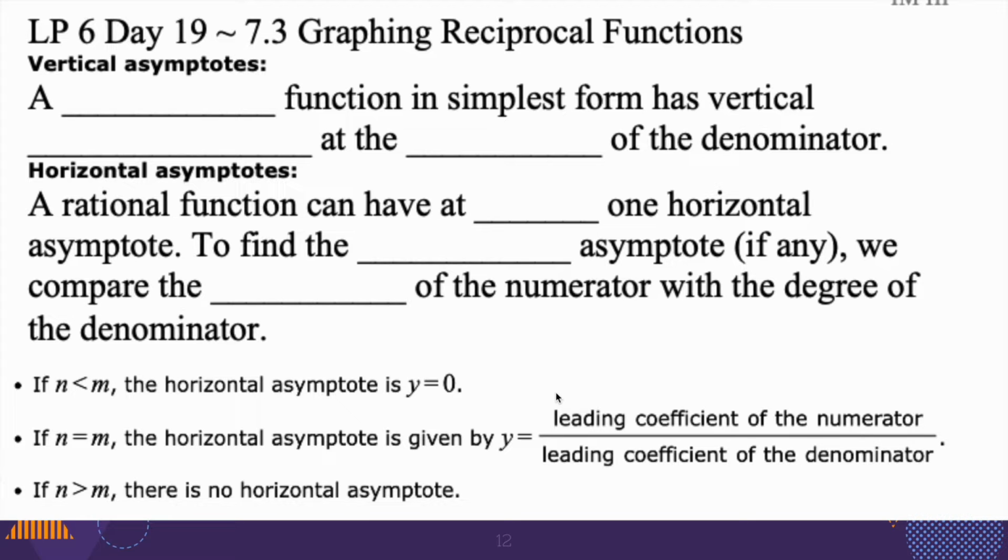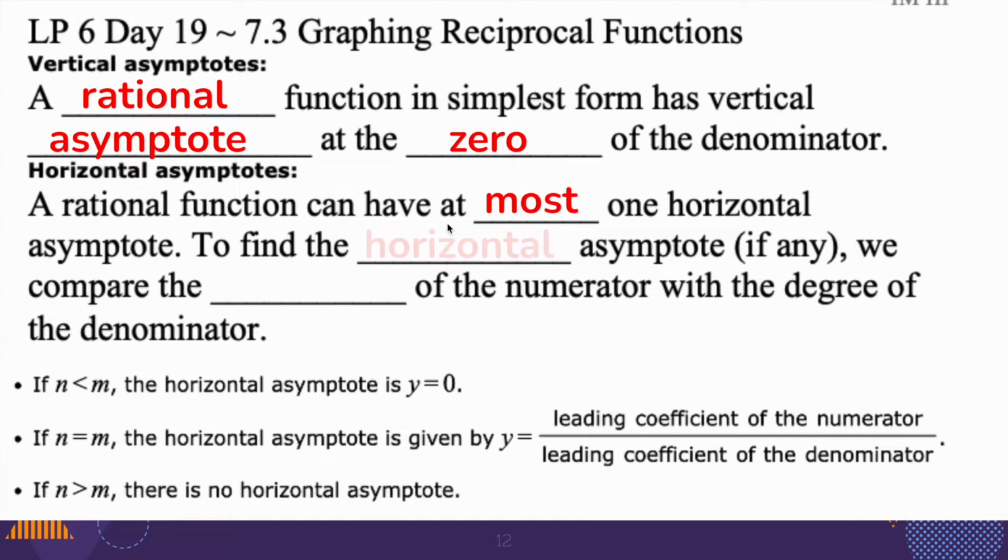All right, so we're going to start to look at asymptotes, which are basically, we can call them limit lines, when we're graphing these functions. So a rational function in simplest form has a vertical asymptote at the 0 of the denominator, and a horizontal asymptote. A rational function can have at most one horizontal asymptote. To find the horizontal asymptote, if any, we compare the degree of the numerator with the degree of the denominator.